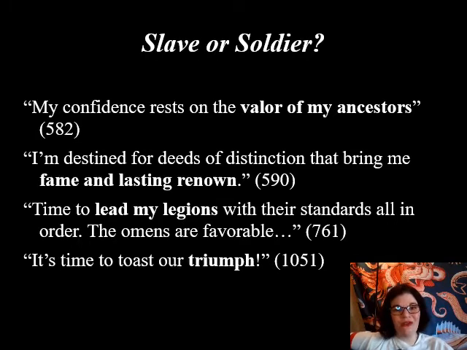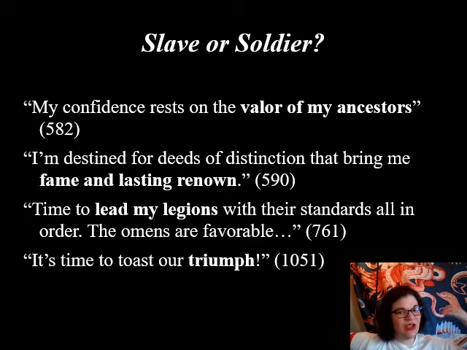Pseudolus says over and over again stuff like, my confidence rests on the valor of my ancestors, that I'm going to do this for the fame, I'm going to lead my legions, I'm going to have a triumph. All of this is stuff that freeborn Romans can aspire to, right? Freeborn Romans are supposed to want to march and triumph.